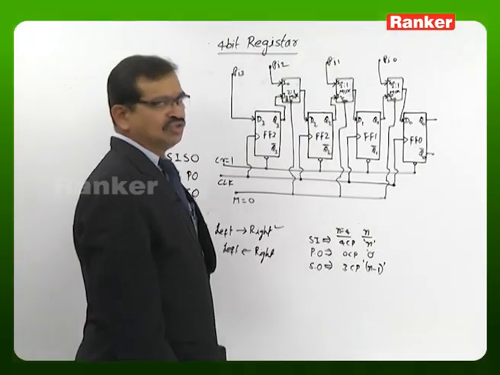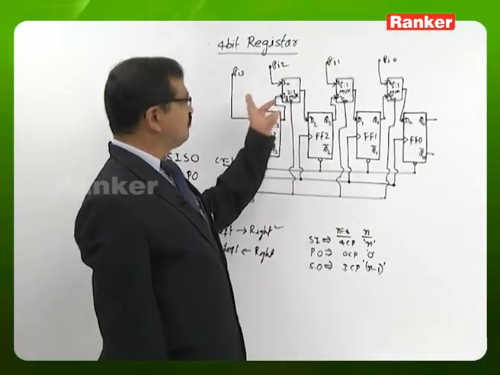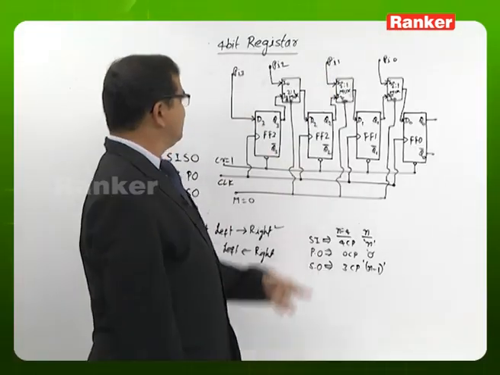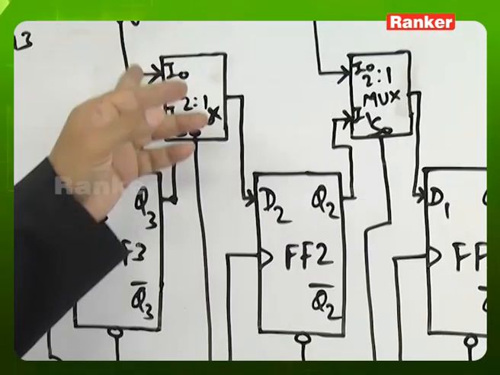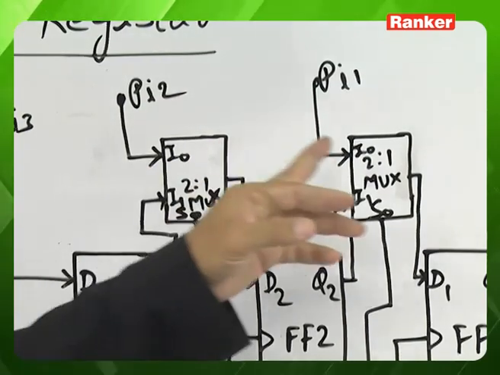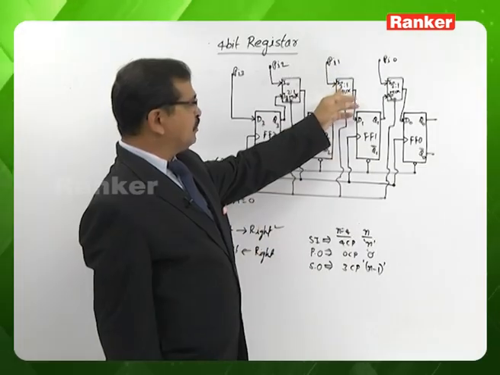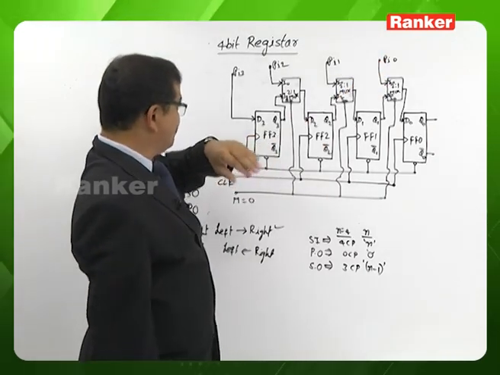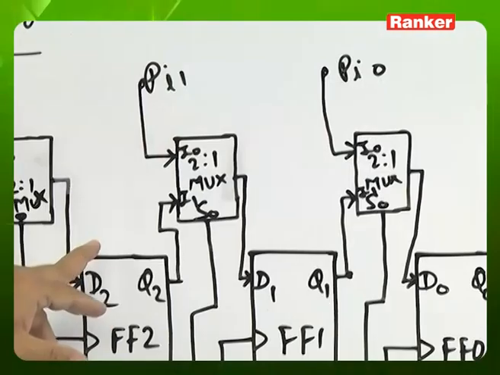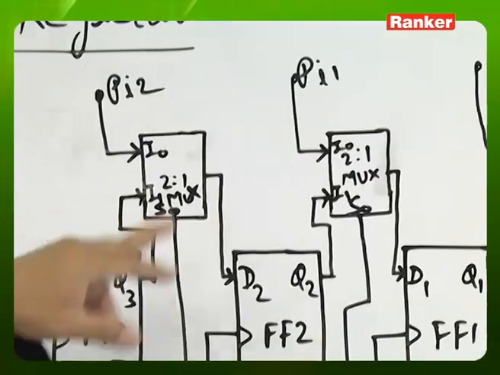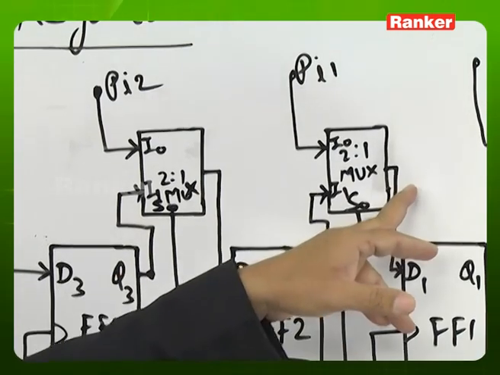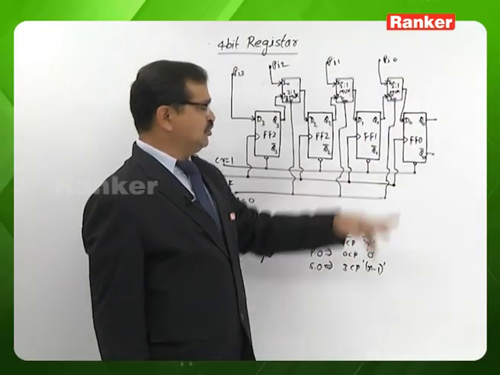3 multiplexers. Whenever M is 0, from these multiplexers, the line 0 is going to be selected. Line 0 of this multiplexer is a parallel input 1, line 0 of this multiplexer is a parallel input 0. So that from these multiplexers, the output, if at all we are looking, here we are going to look parallel input 2, here a parallel input 1, here the parallel input 0.